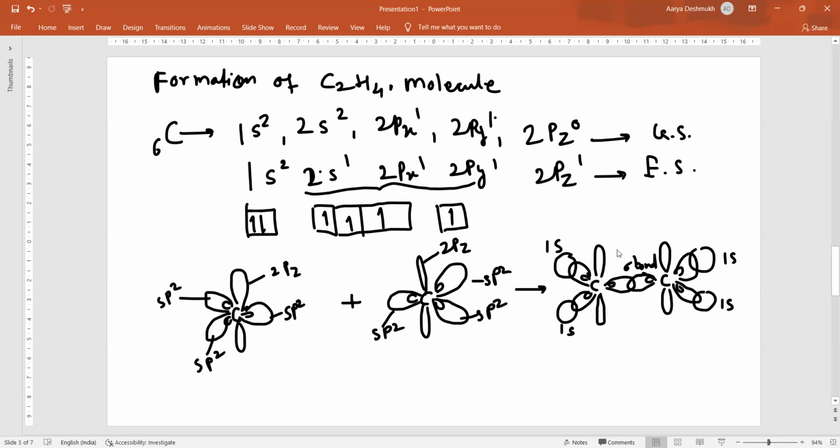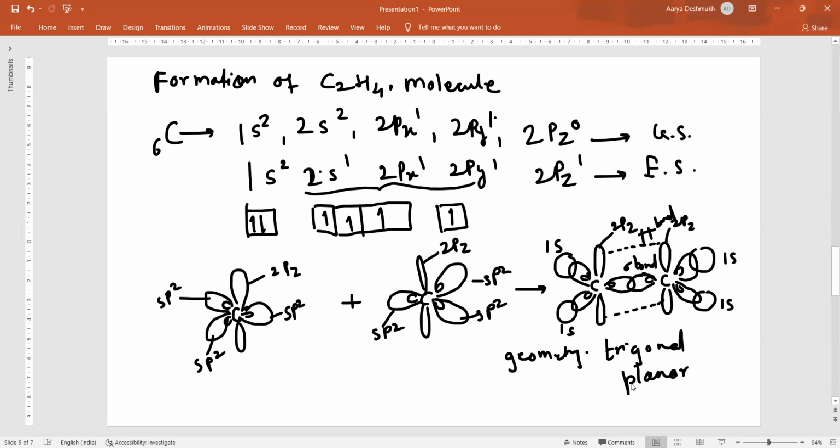Now this one, which is an unhybridized orbital, I'm talking about this one. This is the unhybridized 2pz orbital of this carbon, and this is the unhybridized 2pz orbital of another carbon. These orbitals overlap laterally to form the pi bond. So this is the pi bond formation. And the geometry of this molecule is trigonal planar. So the whole thing should be there while writing the answer.